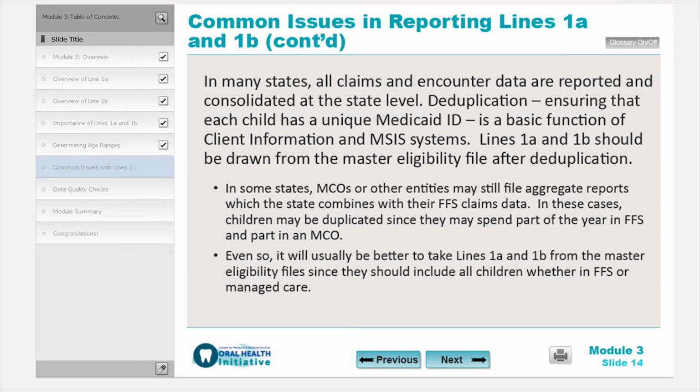In some states, MCOs or other entities may provide aggregate encounter data reports, which the state then combines with their fee-for-service claims data. In these cases, like we discussed on the previous slide for eligibility files, children may be duplicated in the encounter and claims files since they may spend part of the year in fee-for-service and part in an MCO. Thus, it will usually be better to take the numbers for lines 1A and 1B from the master eligibility files since they should include all children whether in fee-for-service or managed care.